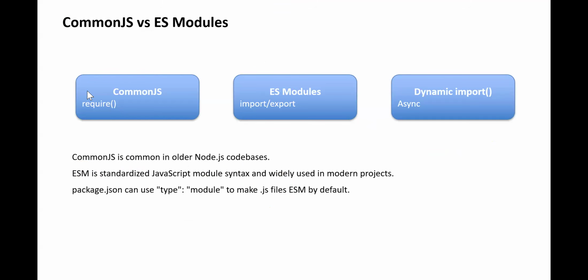So what is the difference? As I told before, CommonJS is common in old Node.js code bases. Old Node.js uses CommonJS, while the standard JavaScript module syntax, ECMAScript modules (ESM), is widely used in modern projects like Amazon and Flipkart. Next.